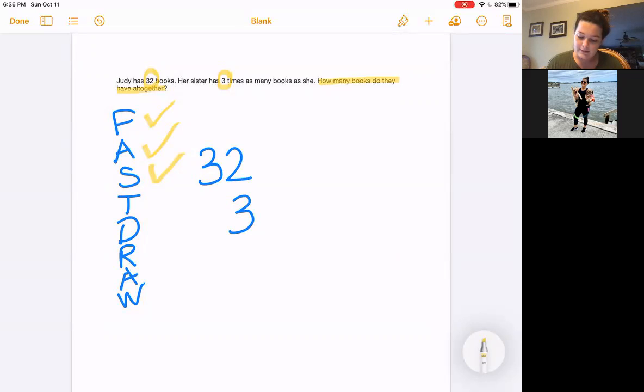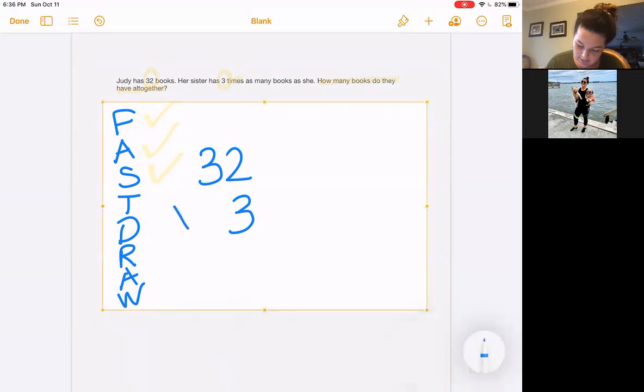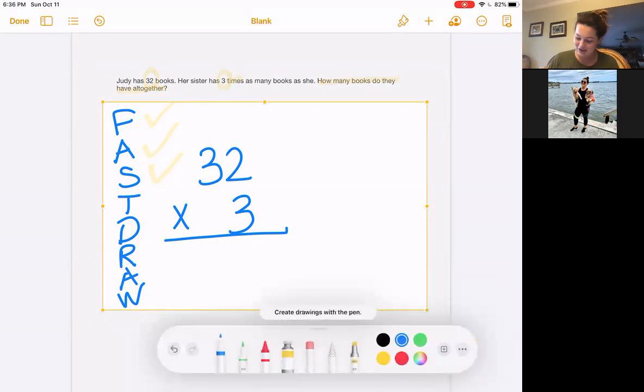Judy had 32 books. Her sister has 3 times as many. Times. That's the word that I need. It tells me that I'm going to be multiplying in this problem. So I'm going to multiply, and I have to tie down my sign. So I'm going to bring down my sign. So I have 32 times 3. Okay, I checked that off.